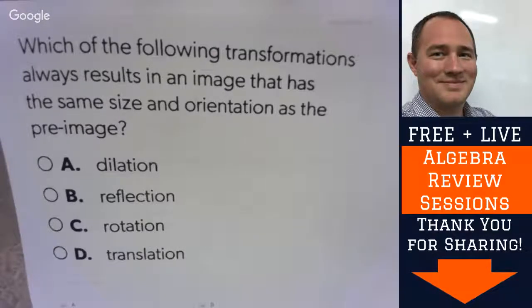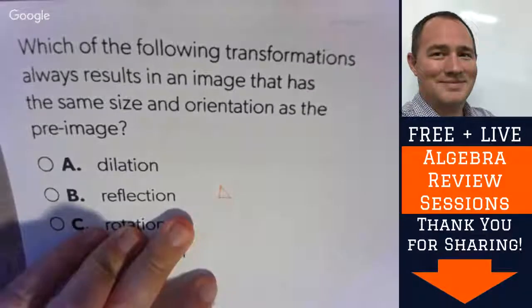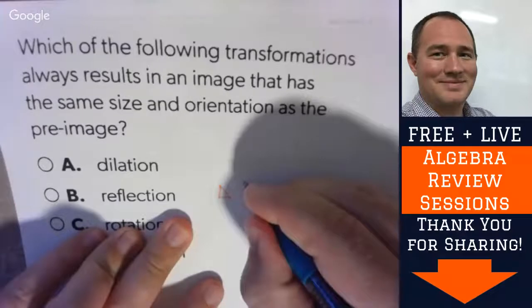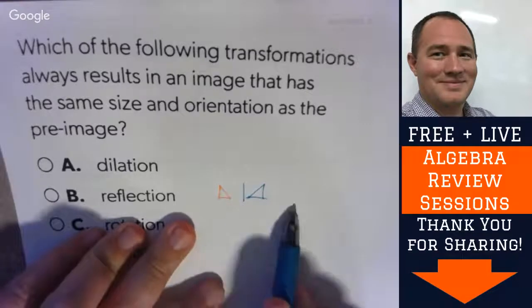Okay, so which of the following transformations always results in an image that has the same size and orientation as the pre-image? So remember, orientation is, think of it as maintaining the same cardinal directions. If it started pointing a certain direction, if it was an upright triangle pointing north, and it were to move about, is it going to be in the same orientation? So a reflection might happen something like this. That'd be reflection, not the same orientation.